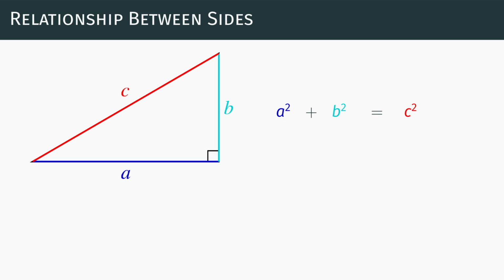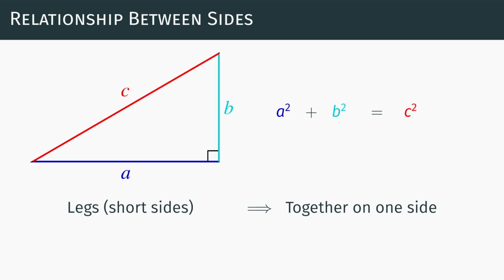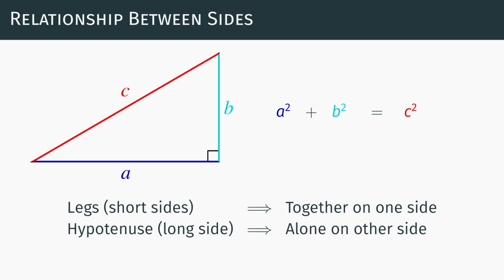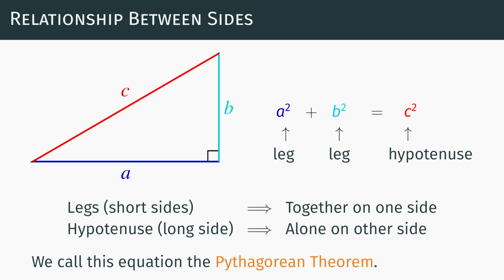Notice how the legs, the short sides, are together on one side, right? We've got a and b on one side of the equation, but then the hypotenuse, the long side, is alone on the other side. They've all got squares on them, but I want you to notice how the legs always stick together on one side when we're working with this relationship, and the hypotenuse is alone on the other side. We call this equation the Pythagorean Theorem.